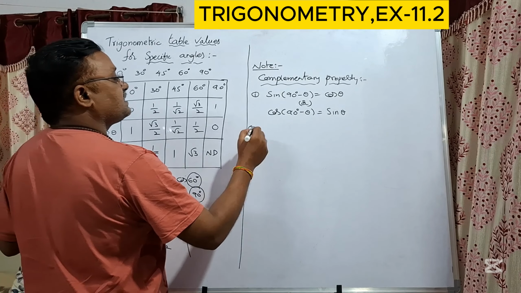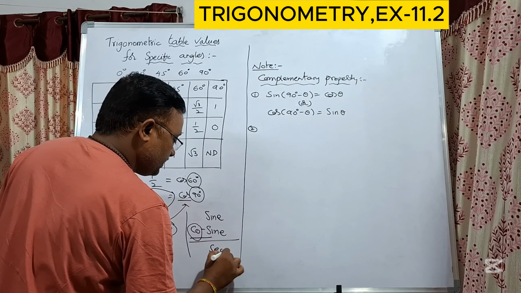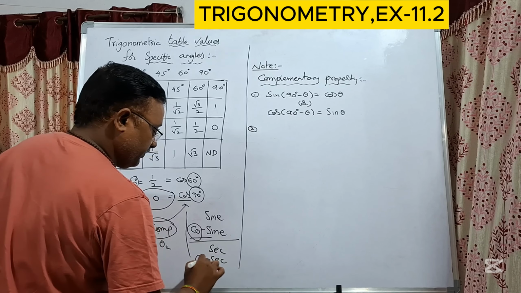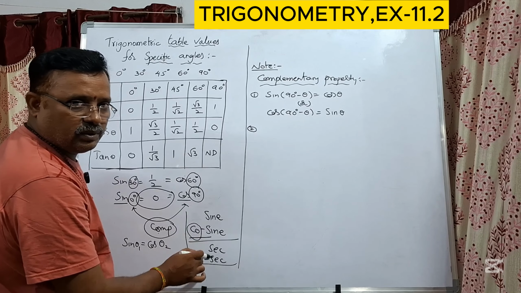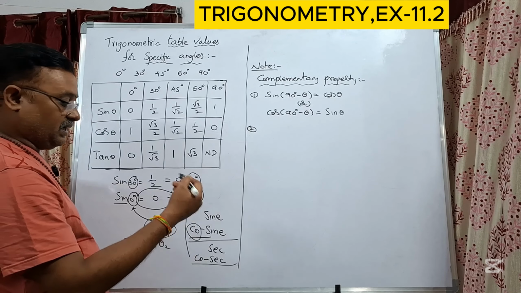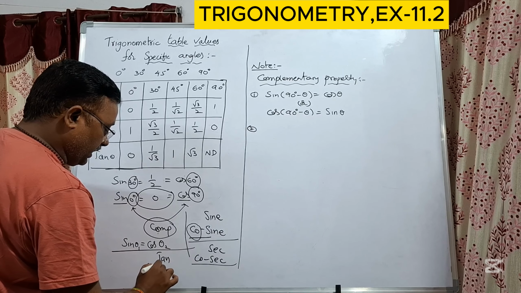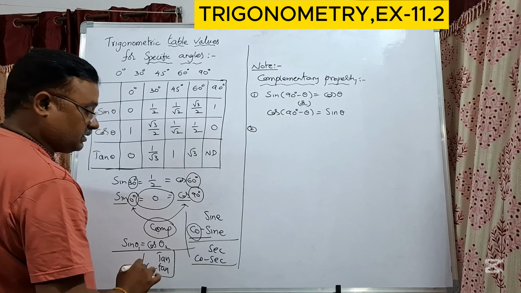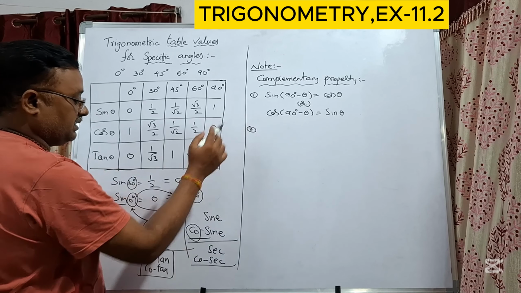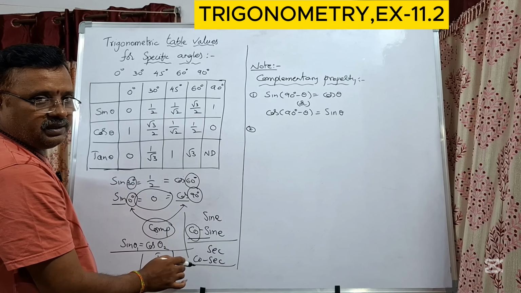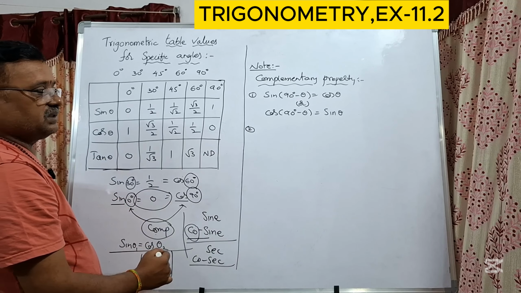Another pair you can also observe in the same pattern. What were they? Secant, cosecant. Understood? Complementary functions. One is having co, another one is not having co. Both are complementary to each other. Another pair is tan, cot. So sine, cosine are complementary to each other, secant, cosecant are complementary to each other in the same pattern, and tan and cot are complementary to each other in the same pattern.